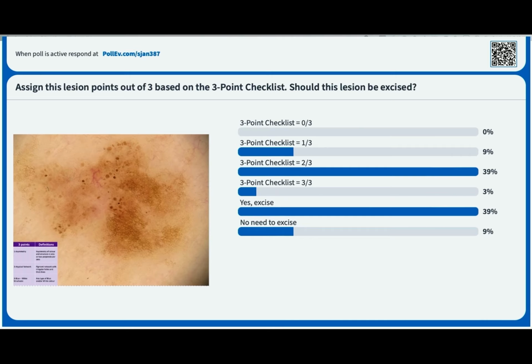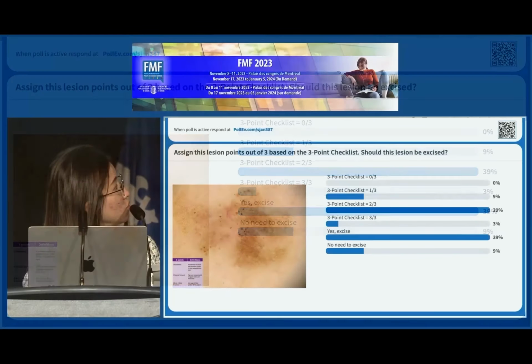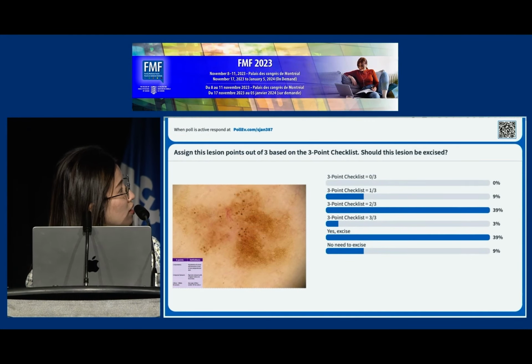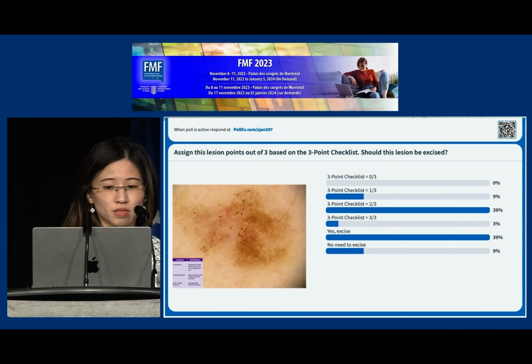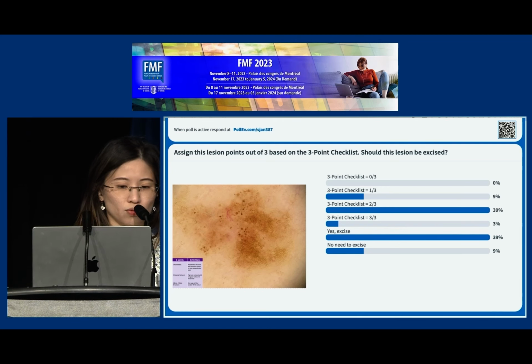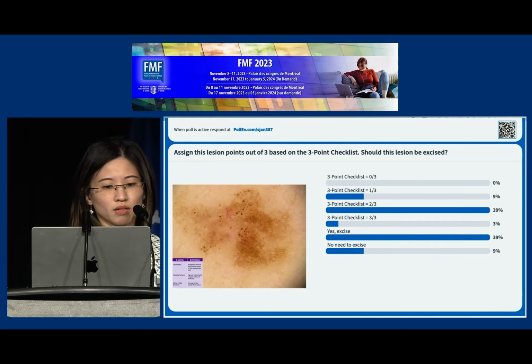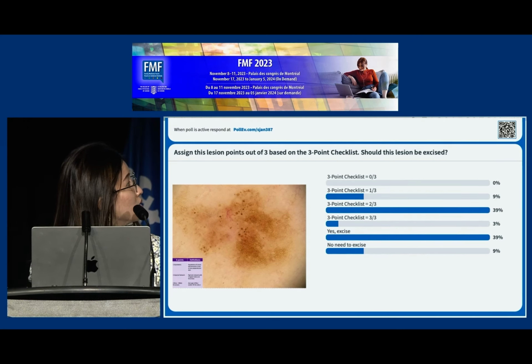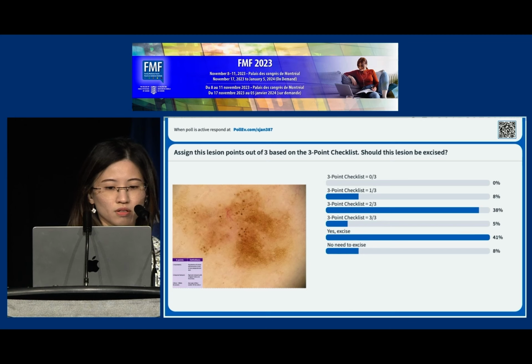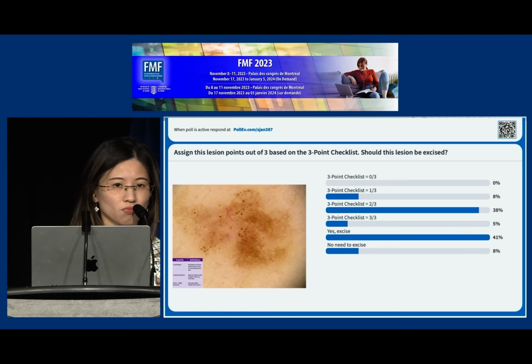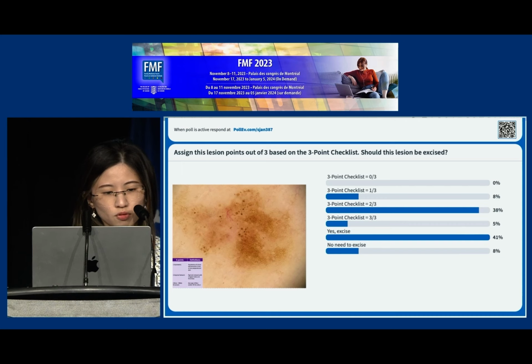So, first question, most of us have put 2 out of 3 for points, and most of us want to take it out. So that's actually great. This is actually 2 out of 3, I agree. We have some asymmetry going on pretty much everywhere. Could you guys see my cursor? Not really? Okay. So it's not symmetrical. The network, there is some network here on the right side, but not really typically what you would see in a benign lesion. Is there any blue-white structure?